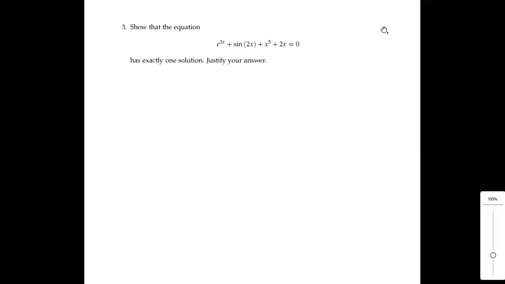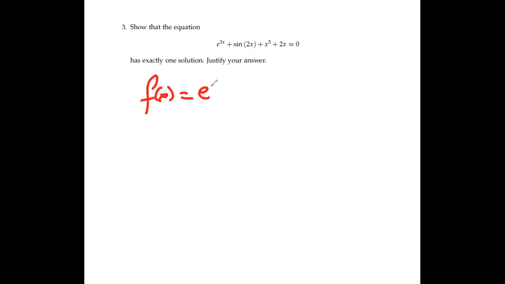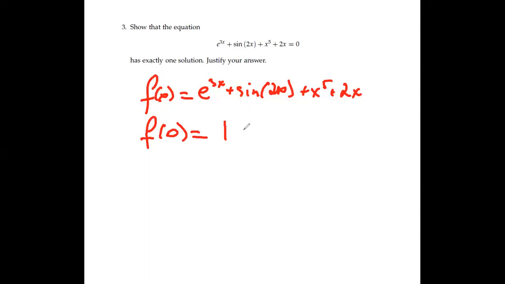Okay. f of x is e to the power of 3x plus sinus 2x plus x^5 plus 2x. It has exactly one zero. So we should apply first IVT to prove that it has at least one zero. To do that, first let's calculate f(0). f(0) is 1. And that's it. Okay, so it's positive. Now our task is to find a point where the function is negative.